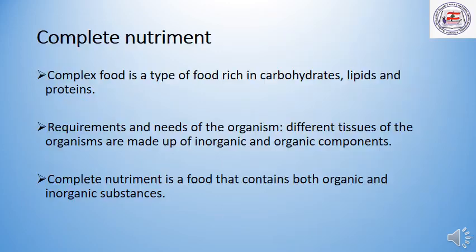A complex food is a type of food rich in all the organic matter, which means carbohydrates, lipids, and proteins. The requirements and need of an organism is due to the fact that the different tissues of this organism are made up of inorganic and organic components. As a result, a complete nutriment would be recommended. A complete nutriment is a food that contains both organic and inorganic substances.